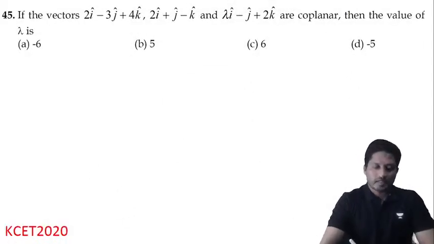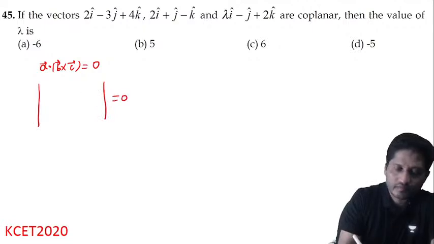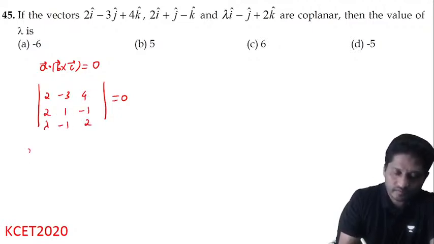Three vectors are coplanar, what should be the value of lambda? If they are coplanar, then box of ABC should be 0. That is A dot B cross C should be 0. Scalar triple product should be 0. Determinant equal to 0. Components of A are 2, minus 3 and 4. Components of B are 2, 1 and minus 1. Then lambda, minus 1 and 2.